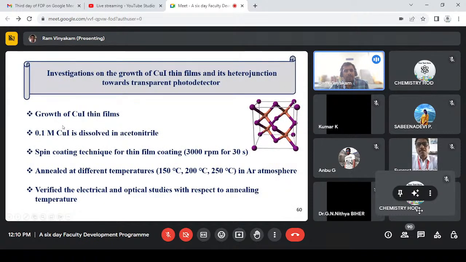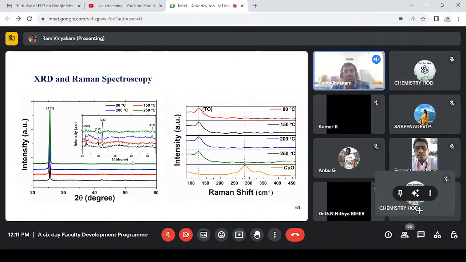We just took copper iodide, dissolved it in acetonitrile, and spin coated it and heated it in different atmospheres. We heated it in an argon atmosphere, at low temperatures from 150 to 250 degrees, not at high temperatures like 800 or 400. But the iodine deficiency is more. We observed that after 200 degrees Celsius there is an iodine deficiency being formed, and this iodine vacancy is visible in the photoluminescence spectrum. When you increase the annealing temperature, as expected, the grain size will increase.